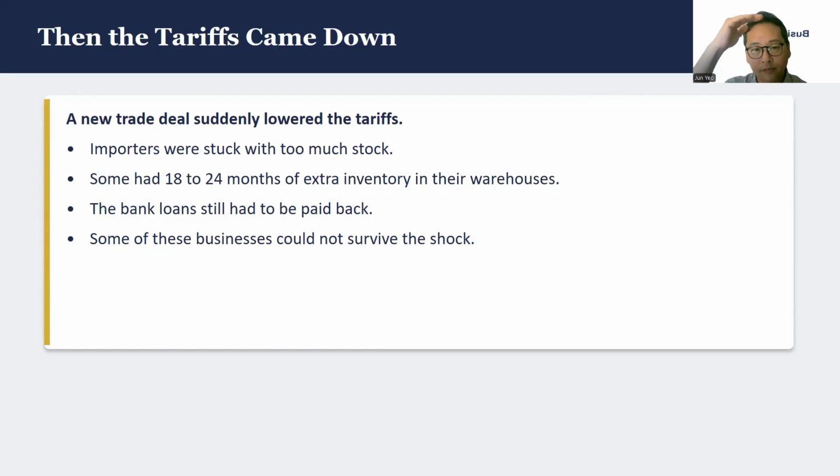Their warehouses were filled with stock. Some had 18 to 24 months of extra inventory sitting in warehouses. They still had to pay back their loans. Some of these companies could not survive the shock.